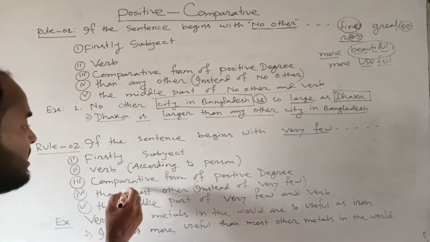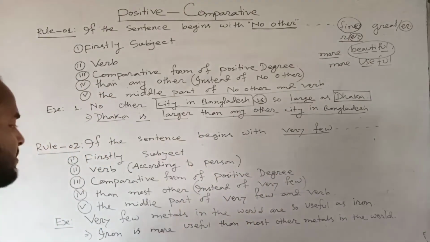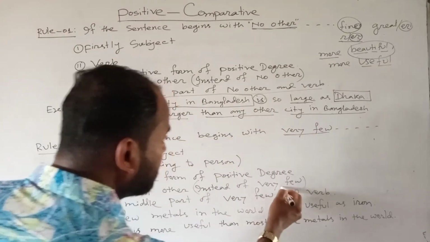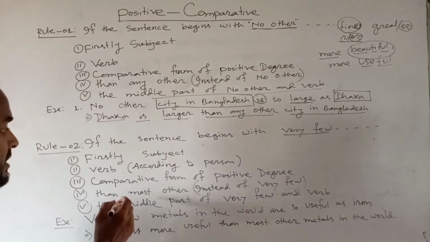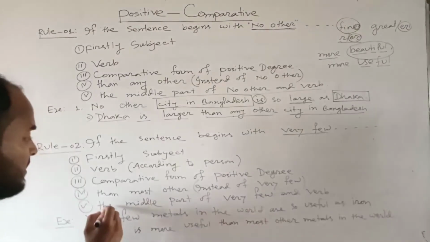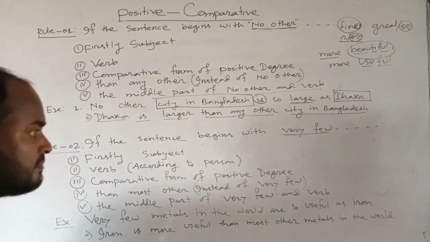We shall write the verb, then the comparative form of the positive degree as before, and then "most other" instead of "very few." We shall write then "most other." Then lastly, the middle part of "very few" and the verb.